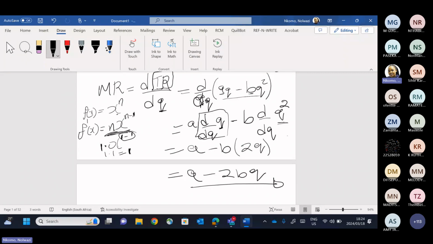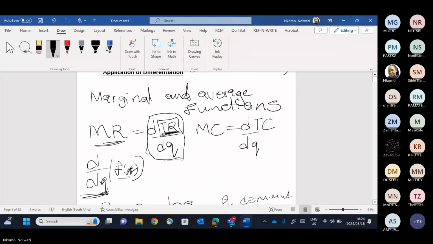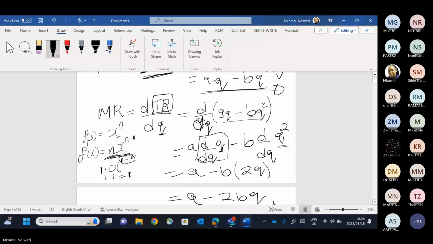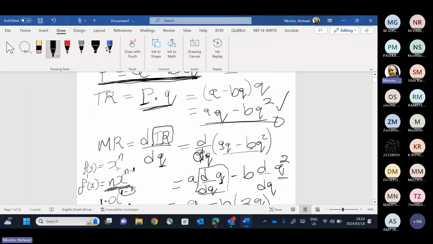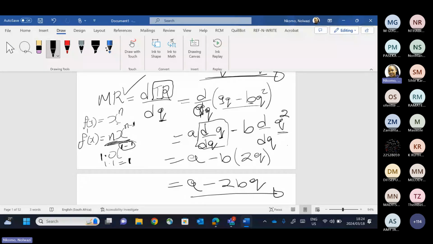If you were given this function, which is the demand function, from this function you can find two things. You can find the function that represents the total revenue, and you can also find the function that represents the marginal revenue. Okay, let's try another example.